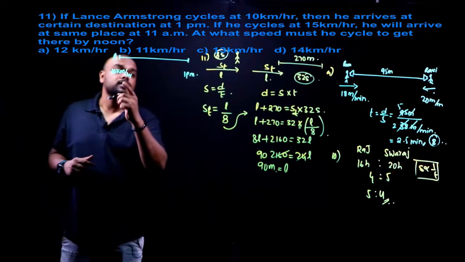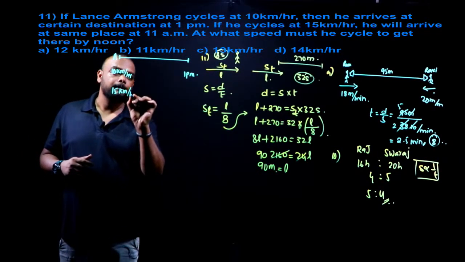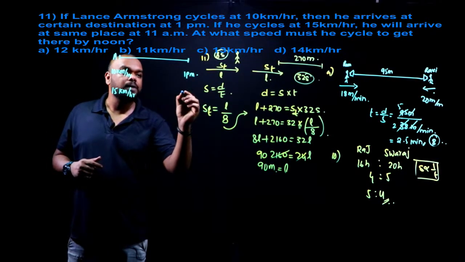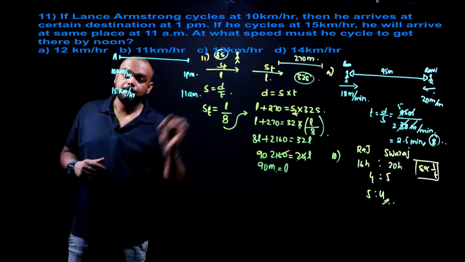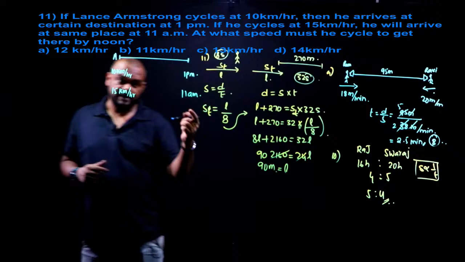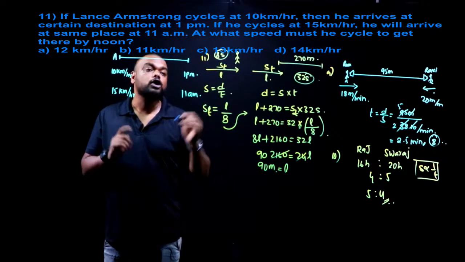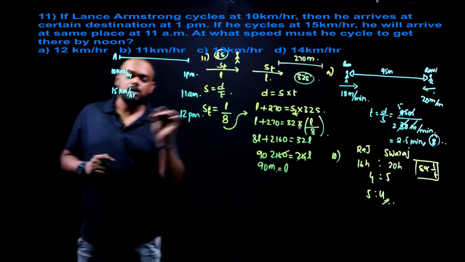Now suppose if he travels at 15 km per hour, he will reach at 11 a.m. Suppose if he travels at some speed, what speed must he travel in order to get there by noon? Noon means 12 p.m. What must be the speed here?